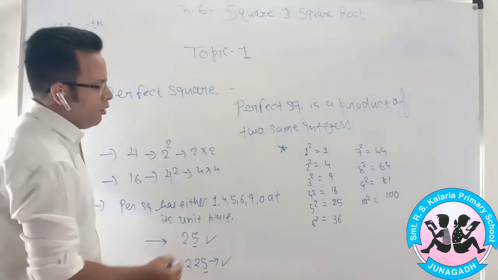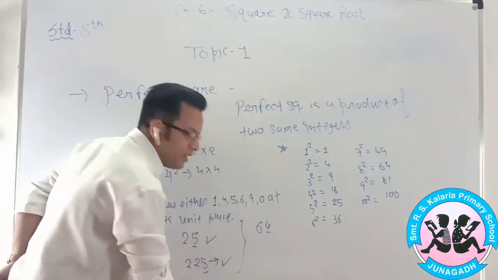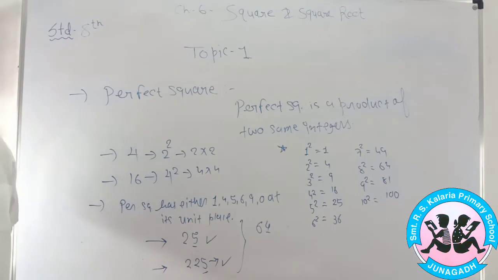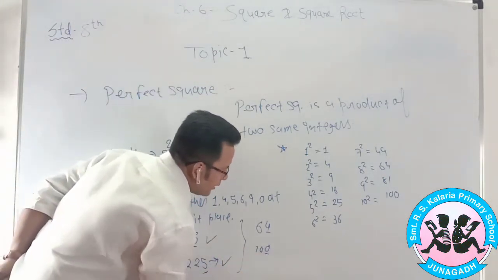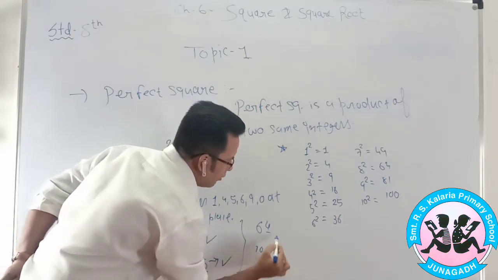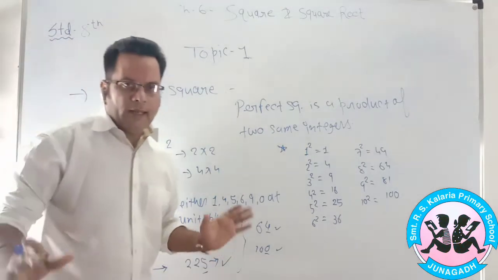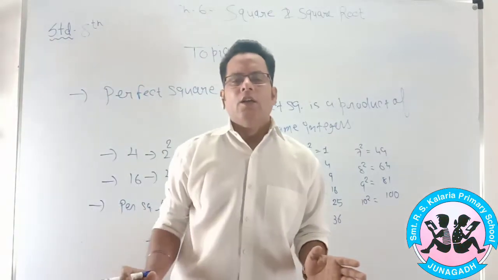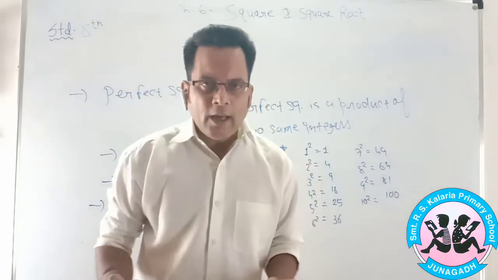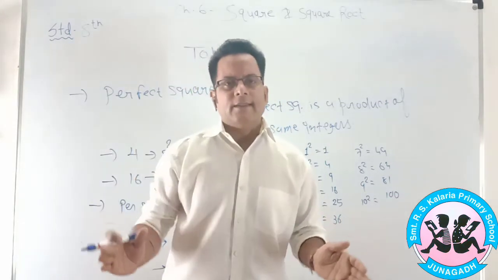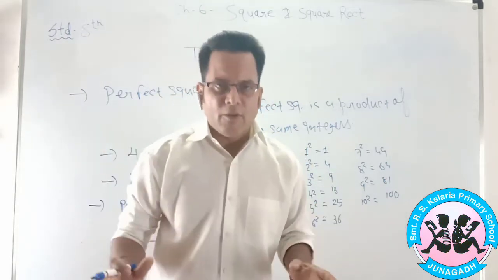Some more examples we'll take here. 64. Check the unit place. That is 4. Then 100. See the unit place, 0. So that is a perfect square. So which numbers can be called perfect squares? You have to remember this in your mind: if at the unit place you have 1, 4, 5, 6, 9 or 0, then it can be a perfect square.